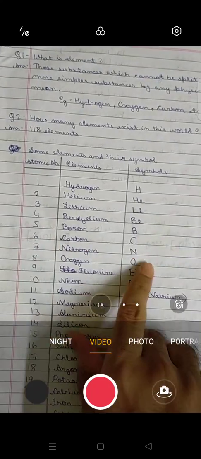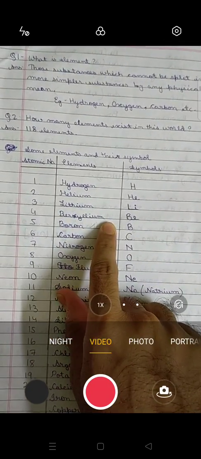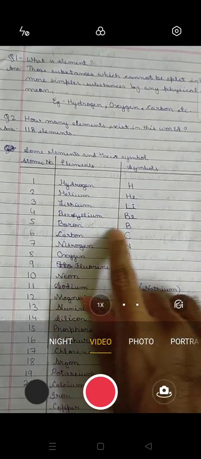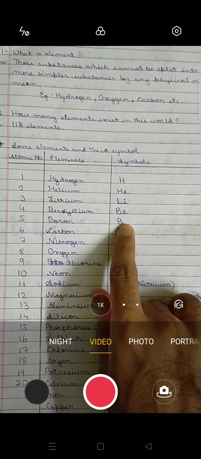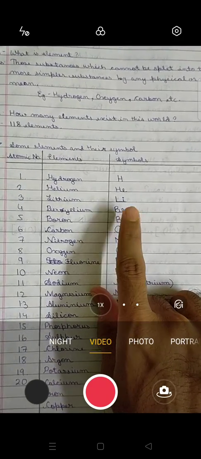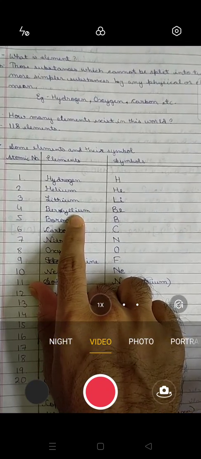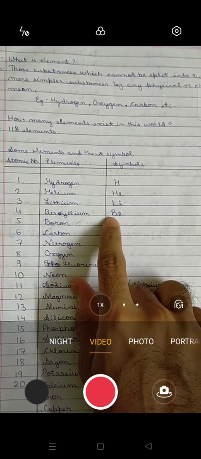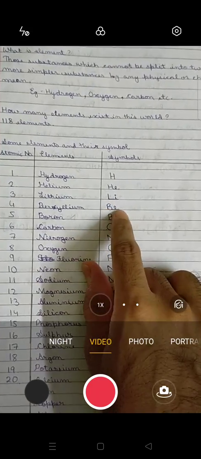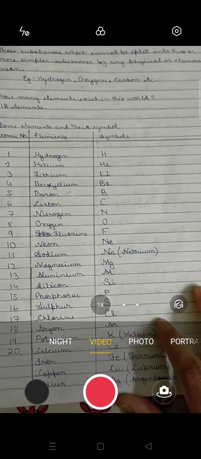In the same way here, boron was discovered first. Sorry, boron was discovered first, so its symbol is given as B. Then next, beryllium was discovered. So it has not been given B because it would be the same, so it has been given as Be. Is it clear?